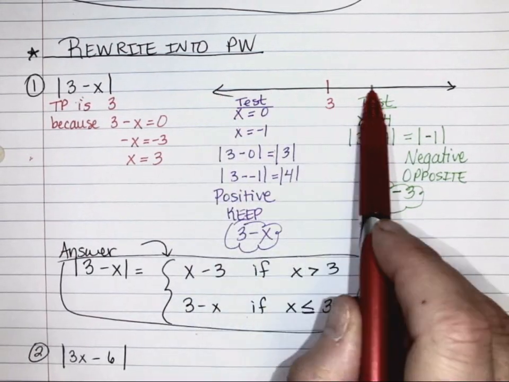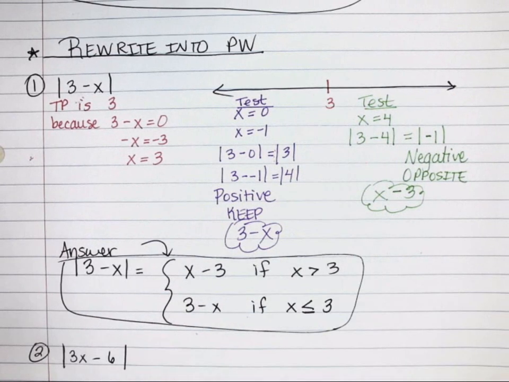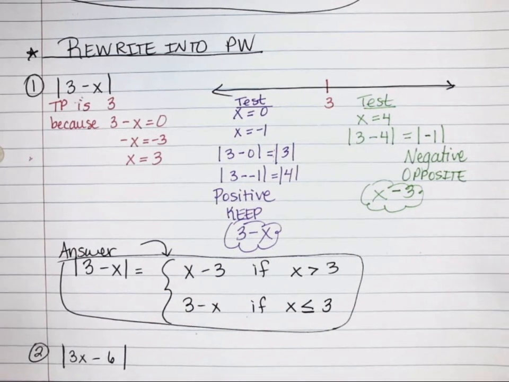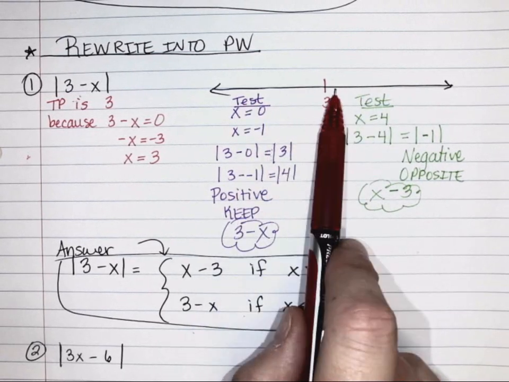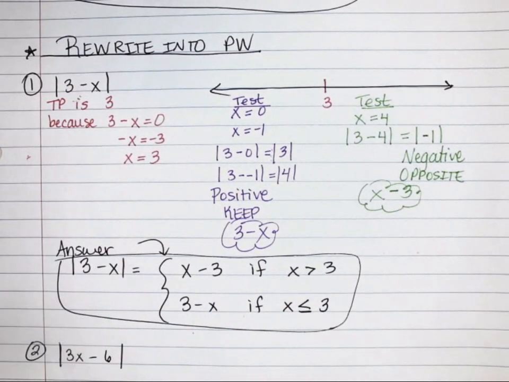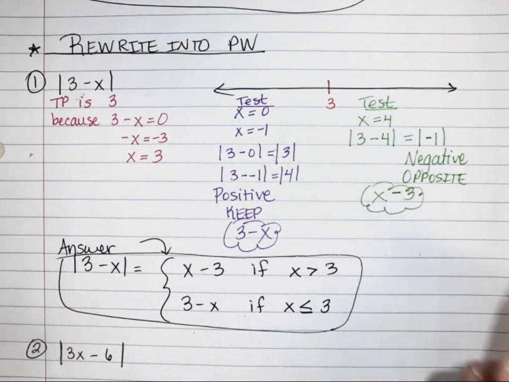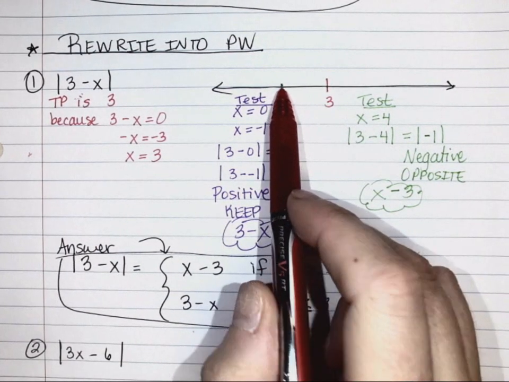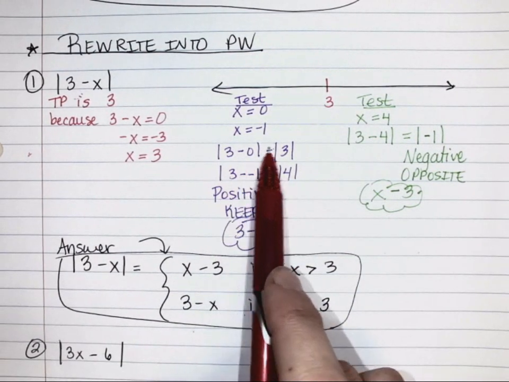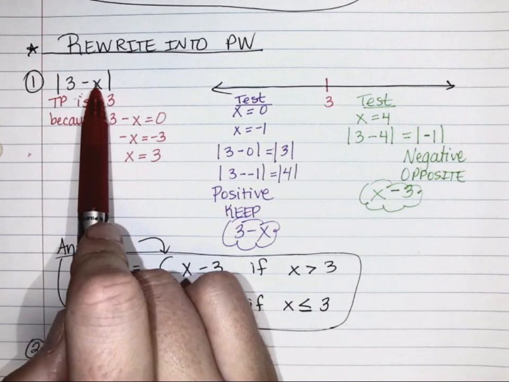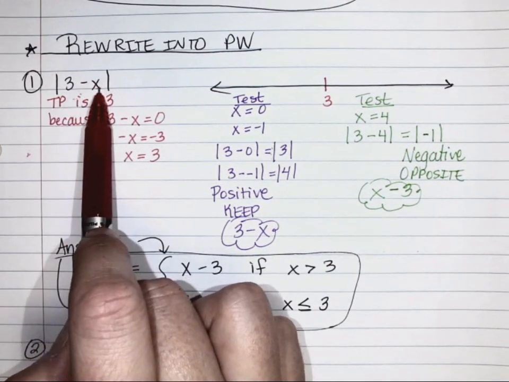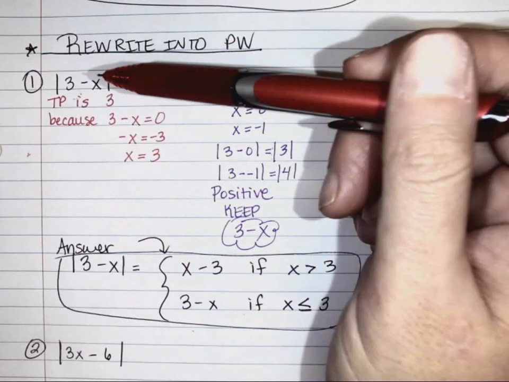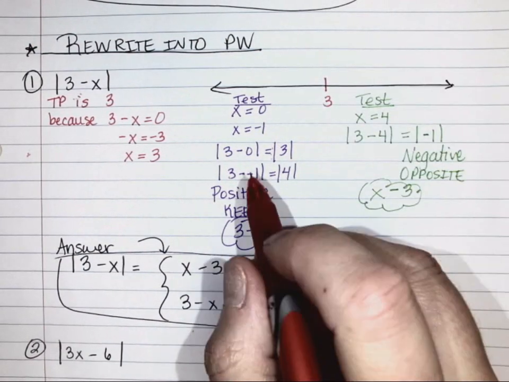Notice that I sketched my number line. Always put 3 in the middle as your turning point. Then what we want to do, we want to test some values that are to the left of 3, to the right of 3 in this expression. If I plug in 0, notice that I get positive. So if I plug in 0, -1, -2, I'm always going to get positive values. So it's going to stay the same on this side.